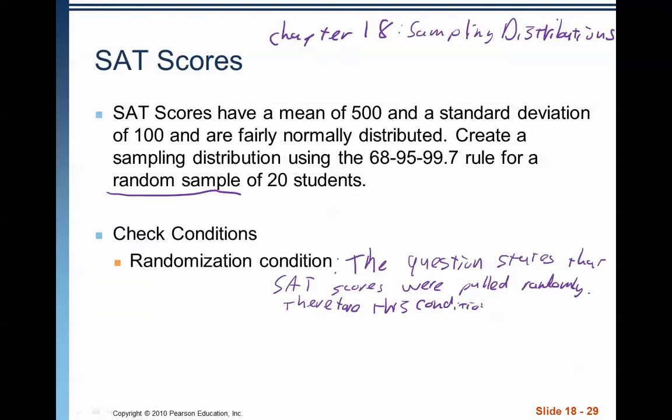And again, we want to have this format where we state evidence that it has been met, and then we need to state that this has been met. Give our evidence and state that it was met. We can't just put a check mark. I've had some students do that. We would just check it's good, right? No, that's not enough. You need to give evidence as to why it is good and then state that it is good. So in this case, the question states that the SAT scores were polled randomly, therefore this condition is met.